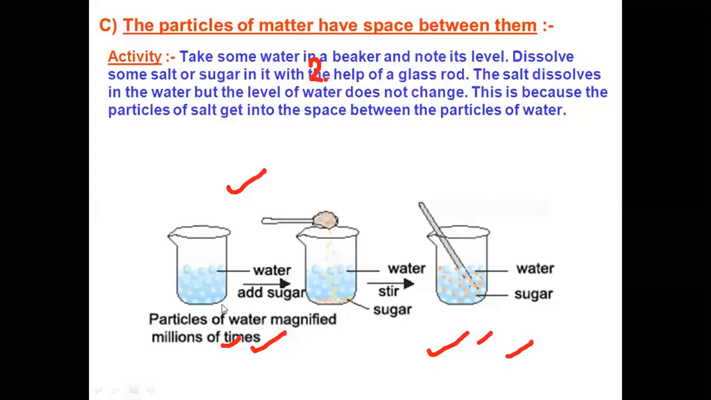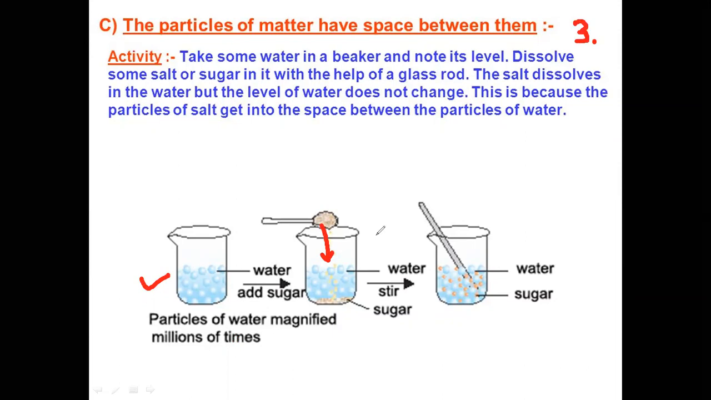Third, the particles of matter have space between them. This is our third characteristic. So we have to observe how we can prove that the particles of matter have space between them. Let us see, we have a beaker of water, and we add 1 tablespoon of sugar into it. After a certain period of time, what do we observe?